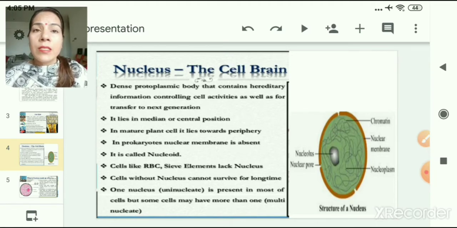In most of the cases, this nucleus lies in a median position. But in case of mature plant cell, this nucleus is situated towards the periphery of the cell. In case of prokaryotic cells, the nuclear material is known as nucleoid because it is not packed in any kind of nuclear membrane. It freely floats in the prokaryotic cell. Cells like RBC, sieve elements, lack nucleus in them. Cells without nucleus cannot survive for long.